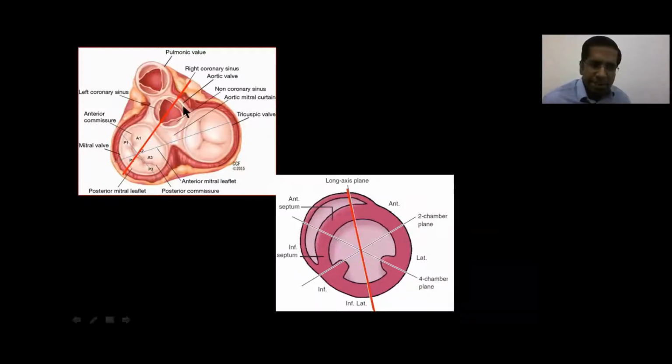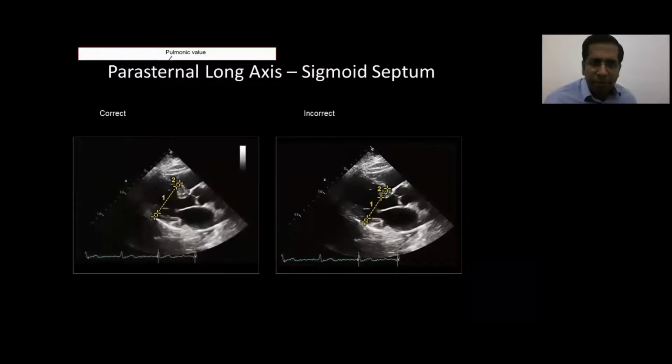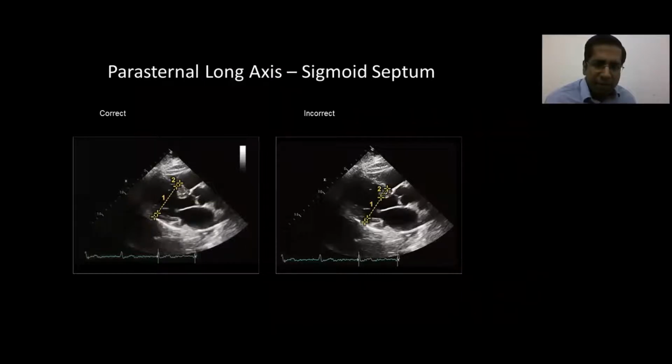So these are adjustments that are required by looking at the screen, by looking at the image, and making sure that you are really seeing what you need to see. This is important to know because if you know what you are not supposed to see, then you will try to optimize your image accordingly. This is again a parasternal long axis view, and this on the left side would be the correct way to measure the interventricular septum. So what is the difference between these two views?